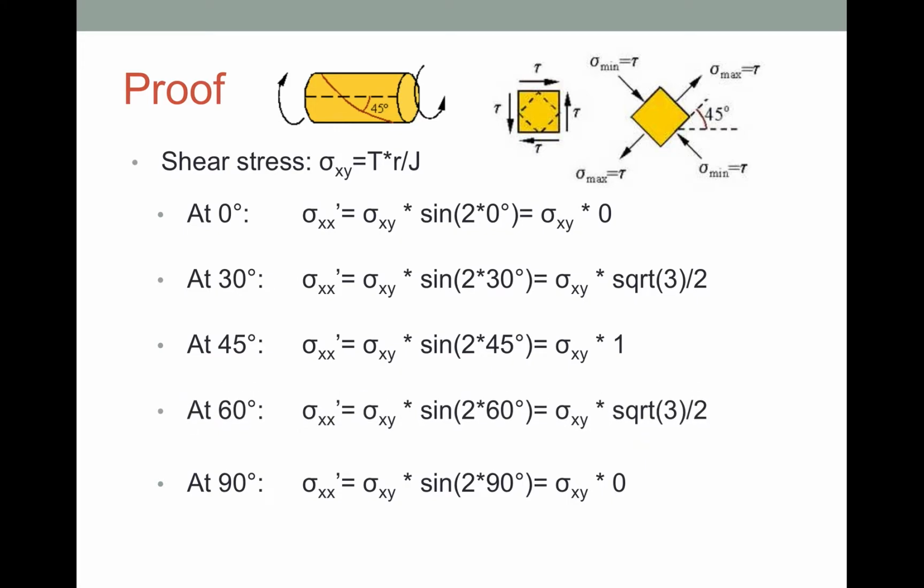When we plug in 30 and 60 degrees into our equation, the angles of the sine function become 60 and 120 degrees respectively, and our equation yields a constant value of shear stress multiplied by the square root of 3 divided by 2. Since the square root of 3 divided by 2 is less than 1, multiplying the shear stress constant by that value will give a tensile stress less than that achieved at 45 degrees.